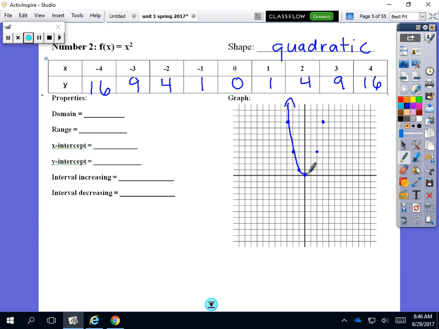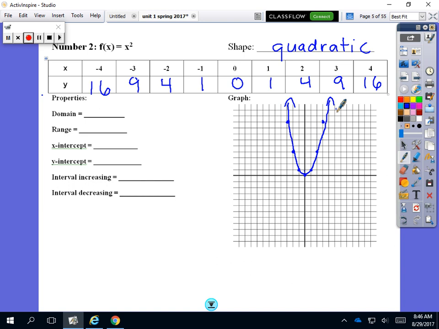And again, as long as you plot the points, I don't care if you're drawing, because mine isn't. I apologize. I can do better than that. Try to get it through the points, but apparently I'm shaky today. Sorry. Okay, so that's your parabola.